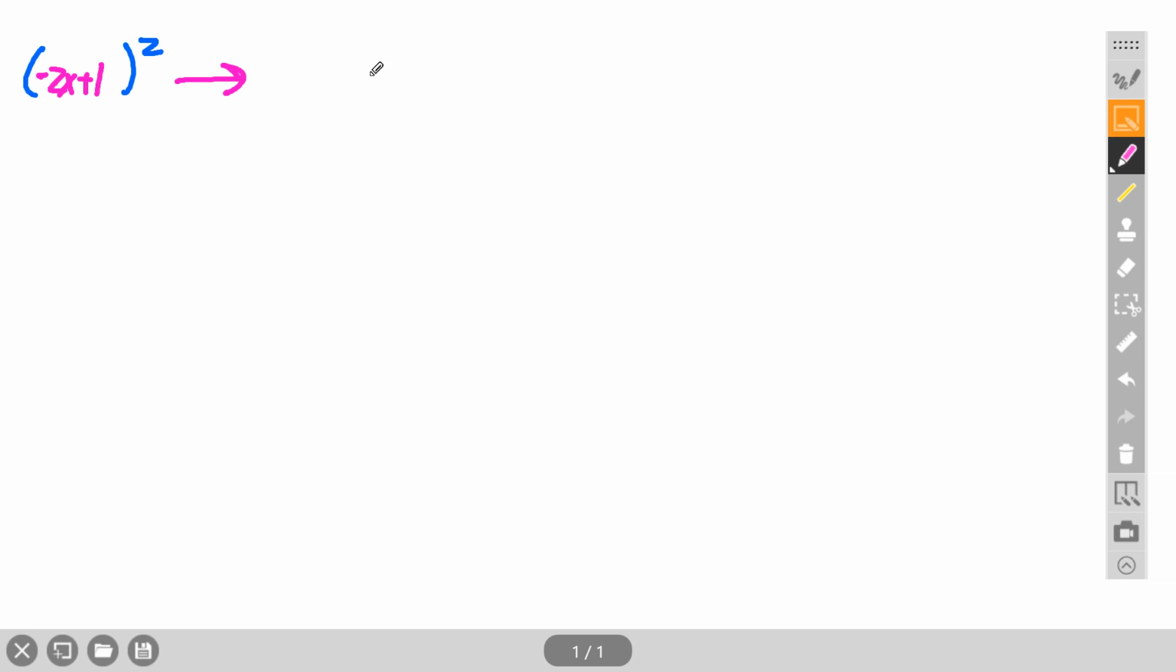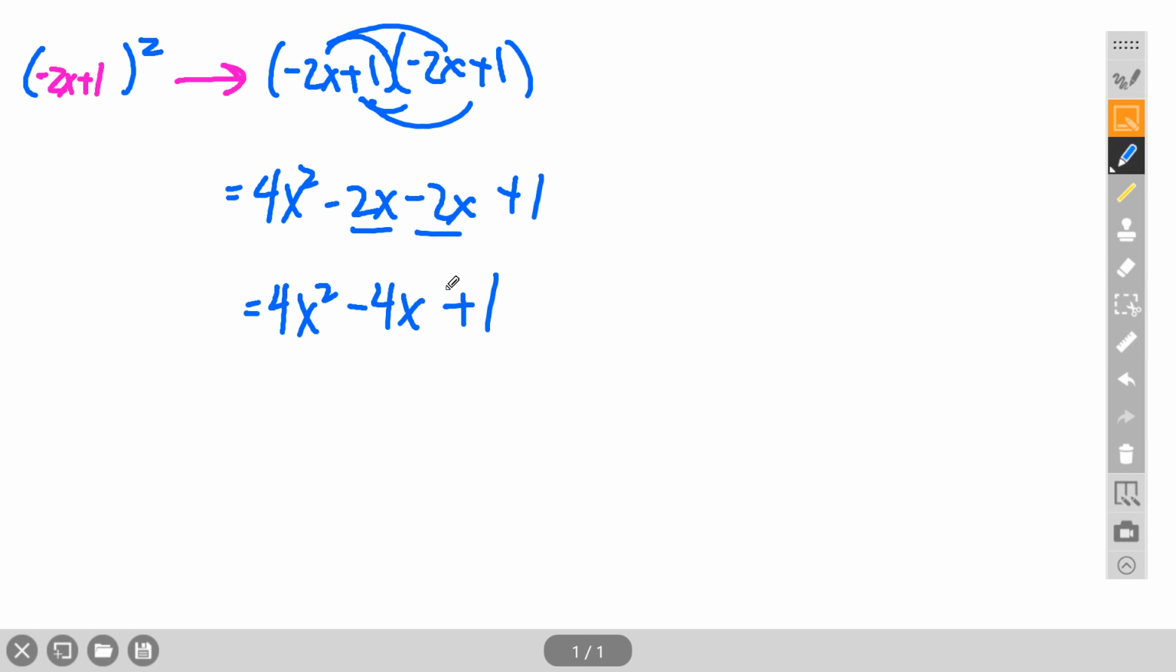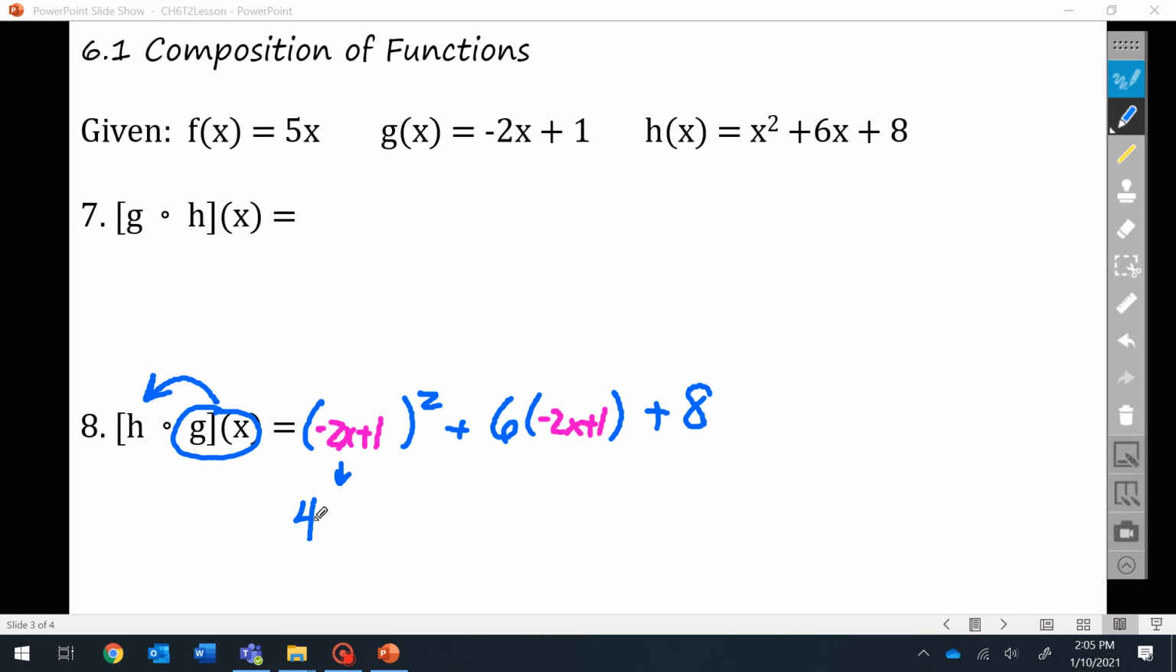simplify. So let's think about how we would simplify this. First, we would write it as negative 2x plus 1 times negative 2x plus 1. Because the squared means multiply it twice. Then we would use the distributive property. Negative 2x times negative 2x is 4x squared. Negative 2x times 1 is negative 2x. 1 times negative 2x is negative 2x, and 1 times 1 is 1. Combine the like terms, 4x squared minus 4x plus 1. Okay, so that first part is that. So this part becomes 4x squared minus 4x plus 1.